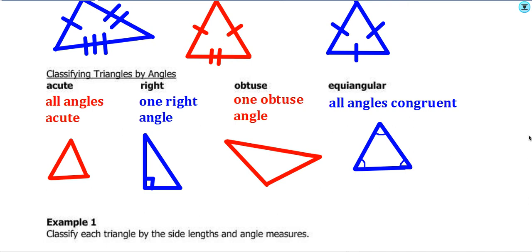This last term is something that you might not have seen before and might have a little bit of difficulty pronouncing: equiangular. An equiangular triangle is one where all three angles are congruent. That means that each angle is going to be 60 degrees.